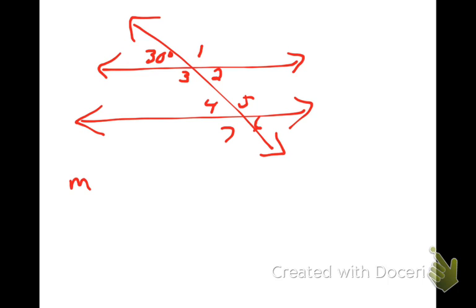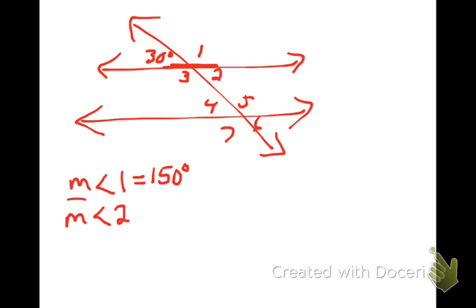I want to know the measure of angle 1, so this M stands for measure. Well, when I first look here, I see I have a straight line, and what do I know a straight line measures? 180 degrees. So I know if this angle I'm given is 30, angle 1 must be the rest of that, so it would be 180 minus 30, or 150 degrees. So I use the idea of supplementary angles right there.